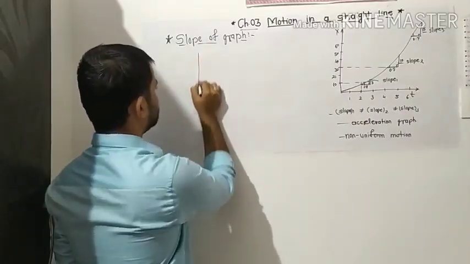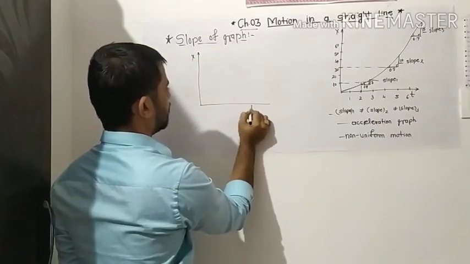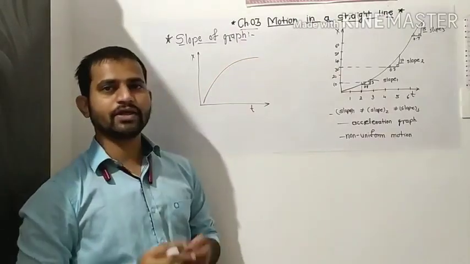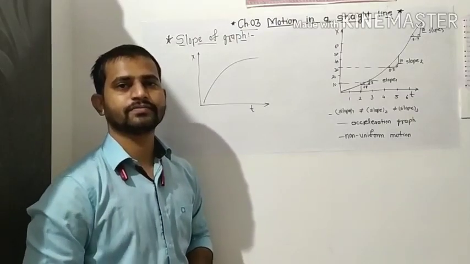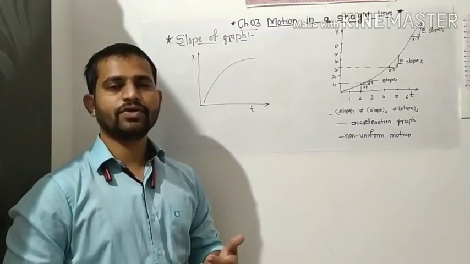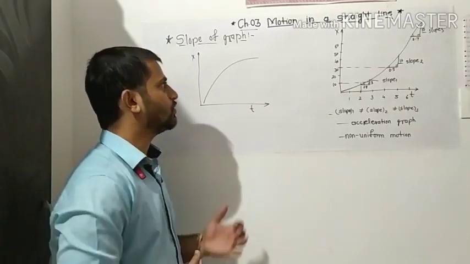Suppose it is an x-t curve, and I am having the graph like this. Then from this graph, what can you predict? I will give you one example from this graph.